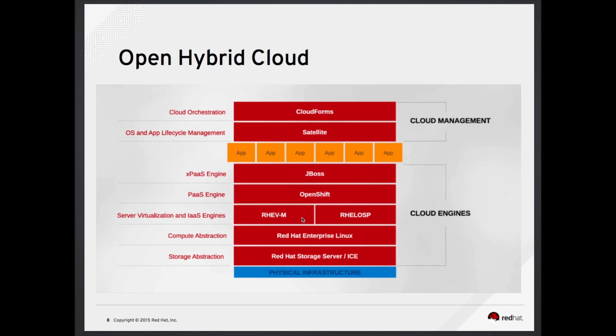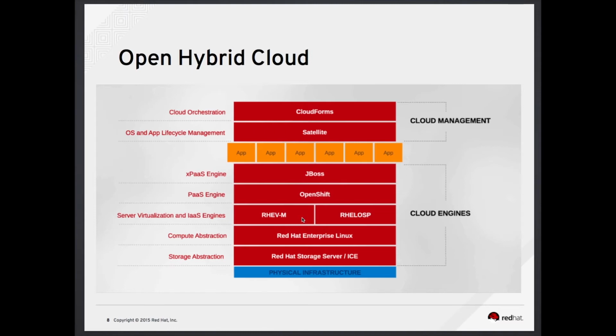But then are we looking to do server virtualization? The traditional workloads where we're scaling up? Well, Red Hat Enterprise Virtualization would be a good choice there. If instead we're looking to be able to scale out and implement cloud workloads, well then we're looking for an IaaS solution, and Red Hat Enterprise Linux OpenStack platform would provide us with that.